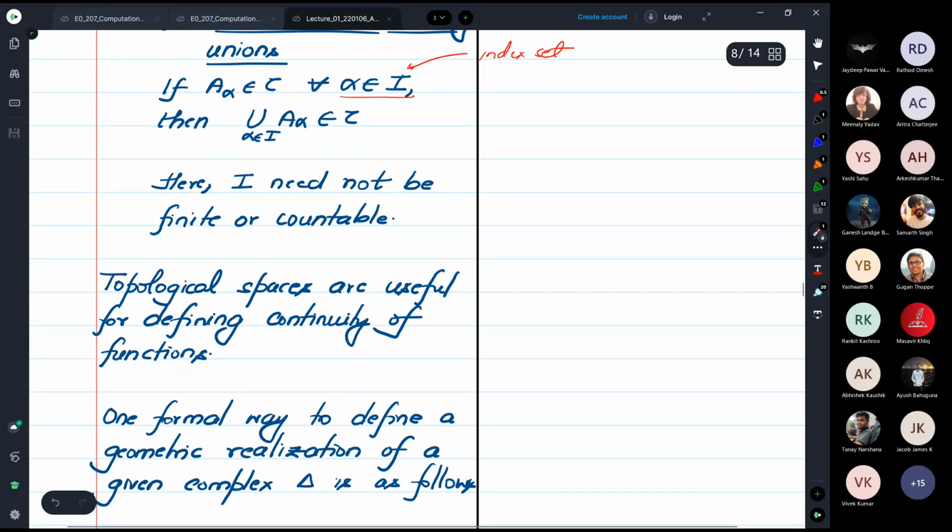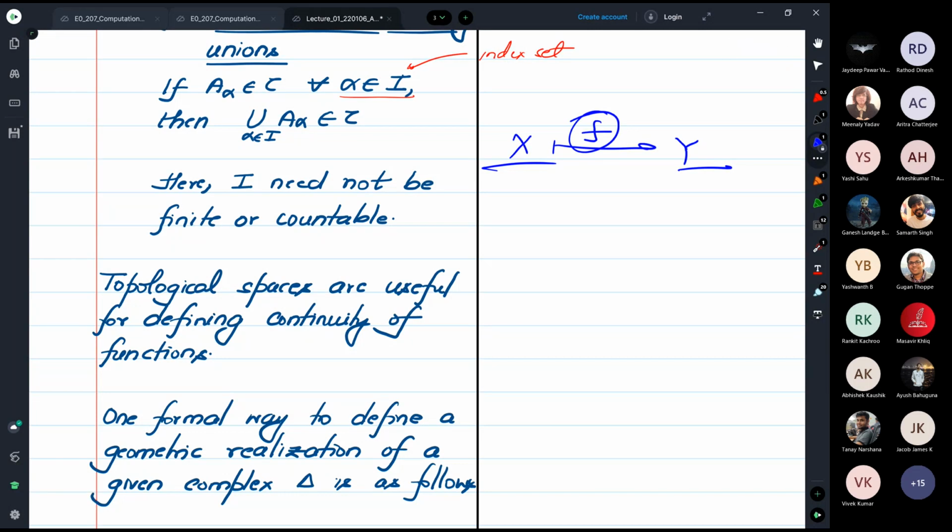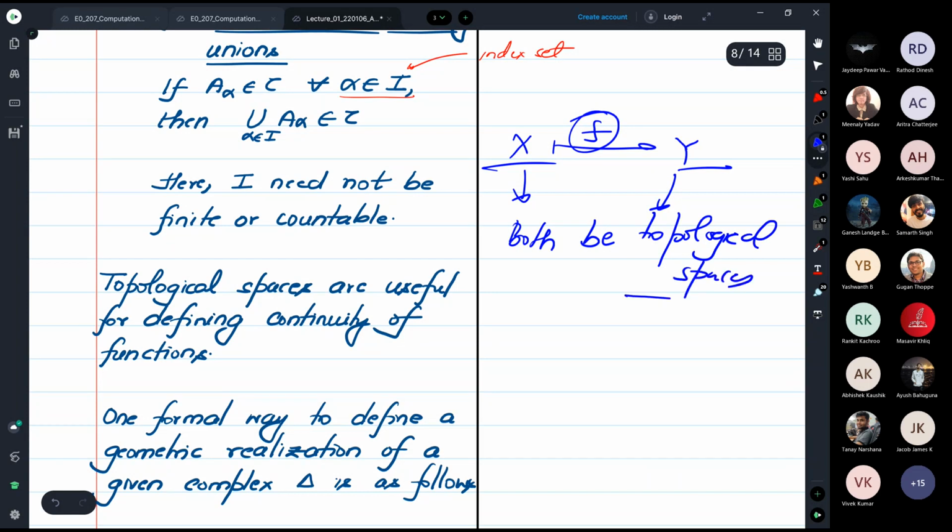If you just had a set, let's say there was a set X and you defined a function F from X to Y, one cannot talk about the continuity of F. In order to be able to talk about continuity of F, you need that X and Y both be topological spaces. So this is just a short remark. Even if you don't understand it, it's fine. This is just a remark so that you can keep in mind why we require this concept of a topological space.